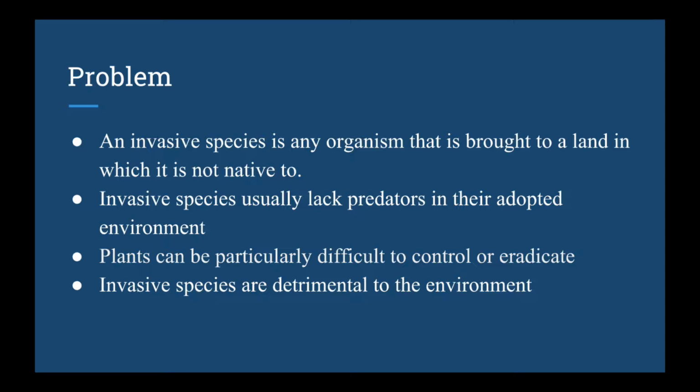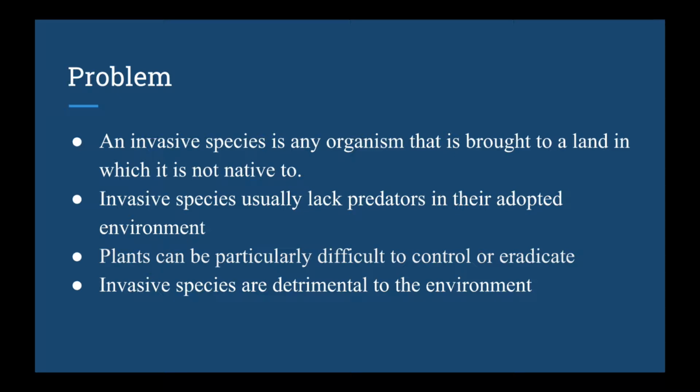Invasive species lack predators in their adopted environment, making it easy for them to grow unchecked and take over an ecosystem. Plants can be particularly difficult to control or eradicate because they normally grow faster than animals do and can be harder to distinguish in the wild.